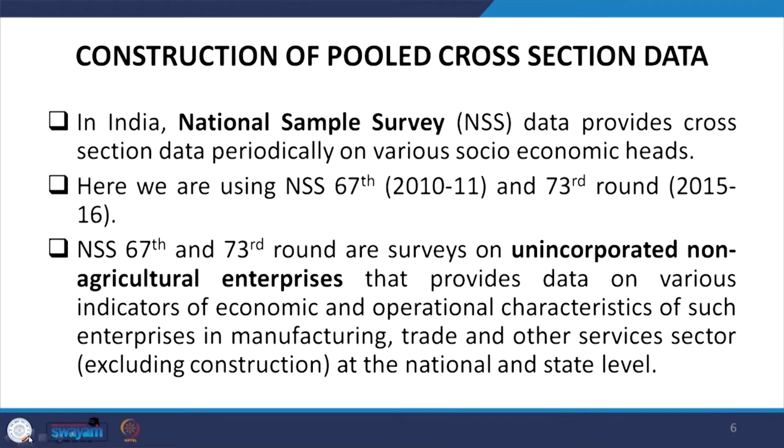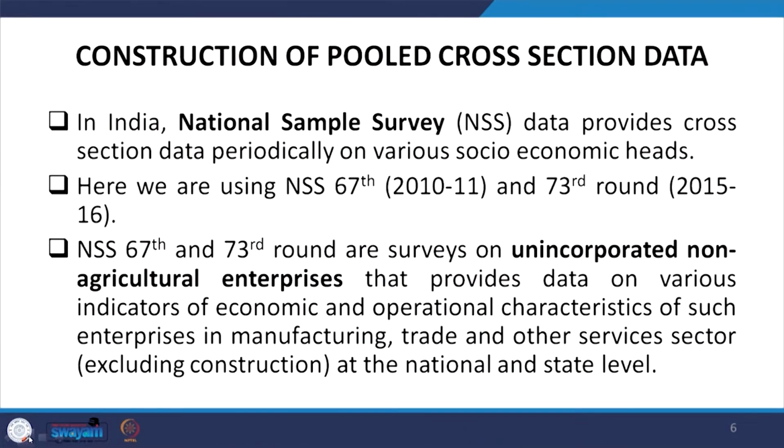Now, let us understand the construction of the pooled cross sectional data. We are considering NSS data that provides cross section data periodically, as we already discussed: NSS 67th round in 2010-11 and 73rd round of NSS of 2015-16 are going to be discussed now. In these two rounds we are emphasizing the unincorporated non-agricultural enterprises, which we already discussed in earlier modules as well. Especially we have interest variables like enterprise types such as manufacturing, trade and other services, but be assured that this data does not consider the construction sector.